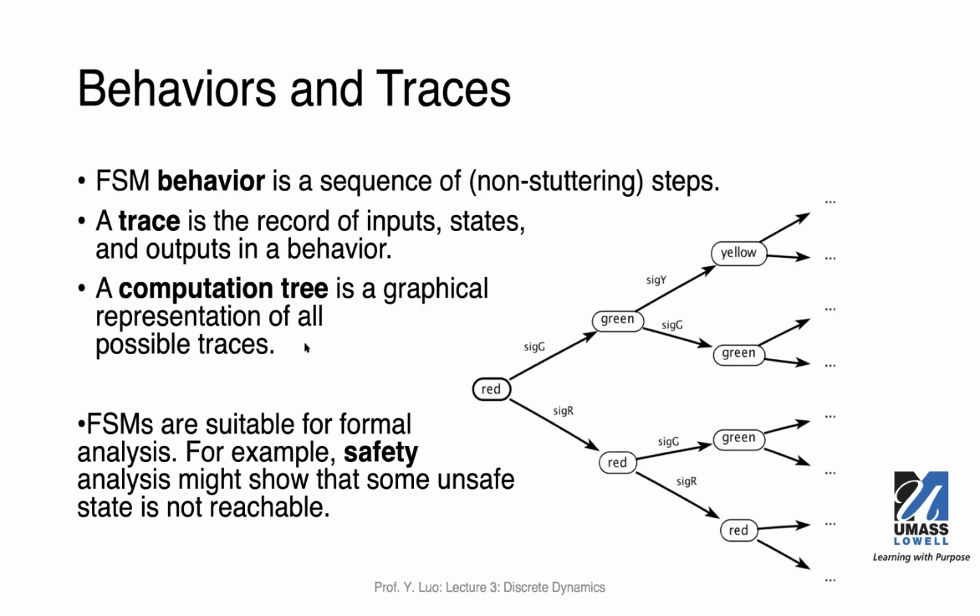So we start with the red state. If we have a green signal, the state changes to green, and if we have a yellow signal, the state changes to yellow, and so on. So this is a possible trace of the finite state machine, and you can combine every possible trace together. You will see that it forms a computation tree that represents all the possible traces. This kind of representation is useful when you do formal analysis.